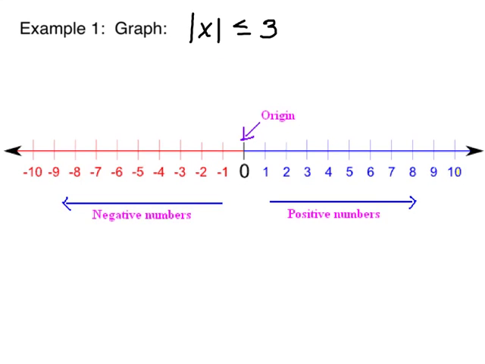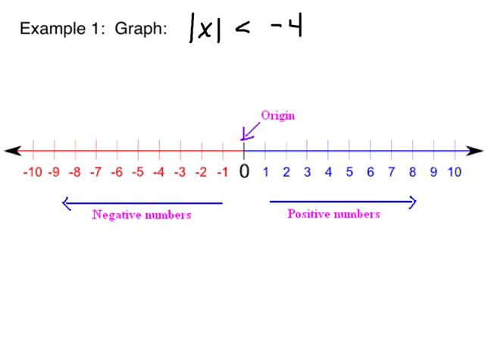In this example, I have the absolute value of x is less than or equal to 3. Because it is equal to, I'm going to put a closed circle on both 3 and negative 3. And what would be less than? Well, here it's going to be this way, and here it's going to be this way to 0. So my line connects in between those two.